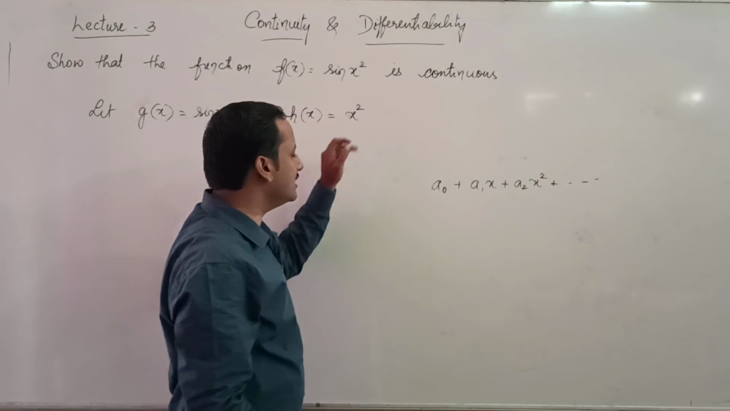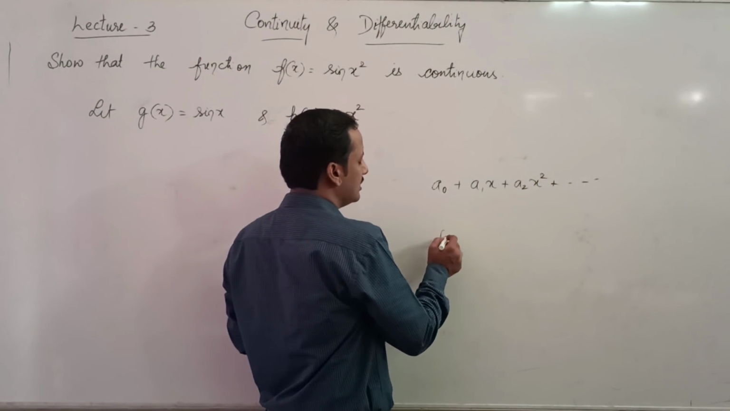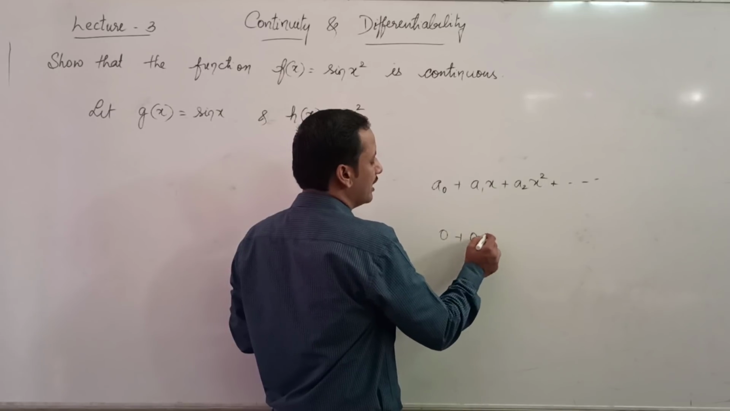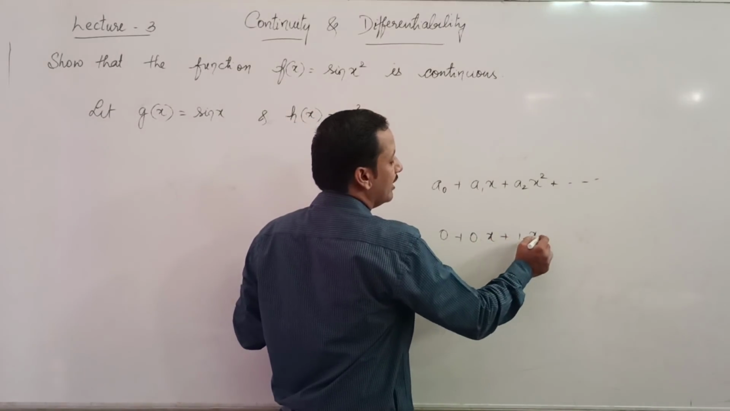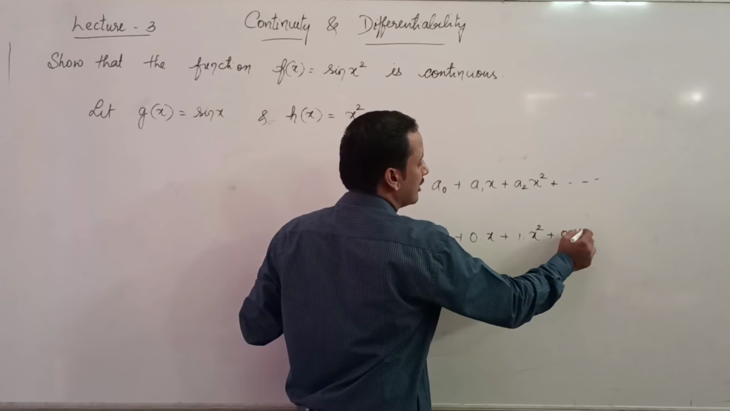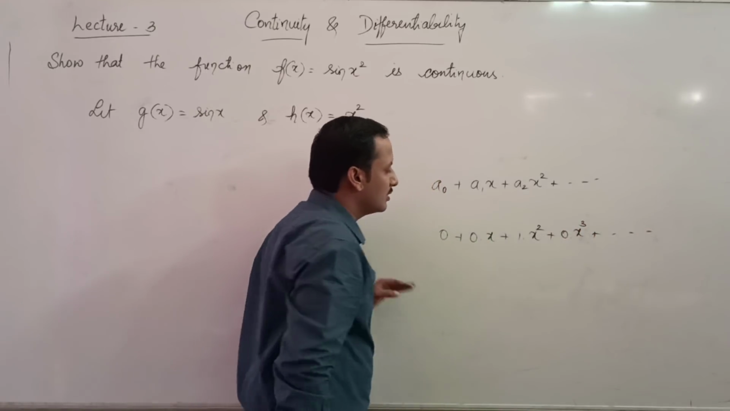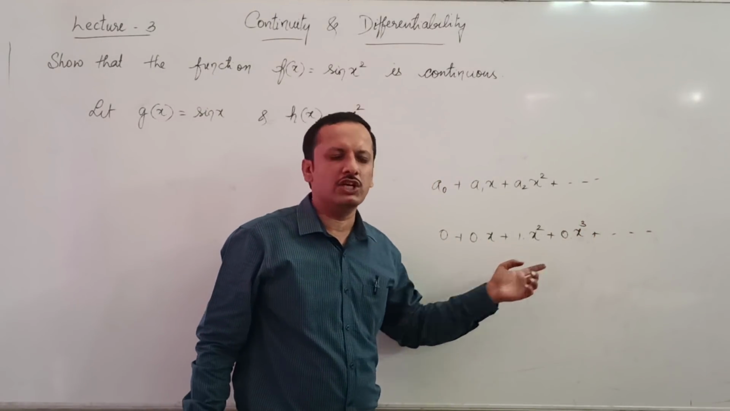Right? So this is in that form only. I will write 0 plus 0 into x plus 1 into x square plus 0 into x cube, etc. So this is a polynomial function of degree 2.